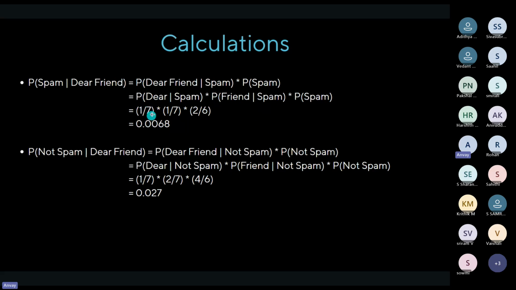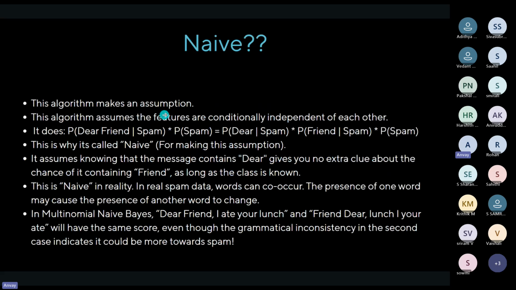It doesn't matter how many times "dear" comes in my data set, that will not affect the probability of "friend" coming in my data set, which is obviously wrong, right? Because that means that having the word "dear" will give me no clue about whether my data set contains "friend". That is the biggest assumption we make in naive Bayes.